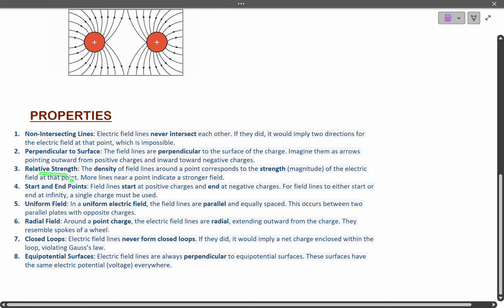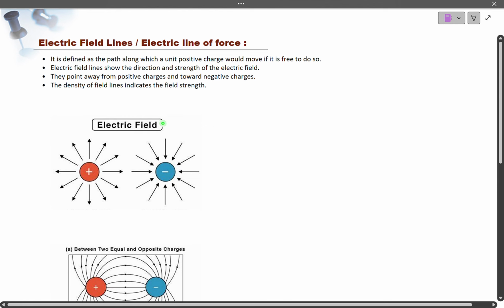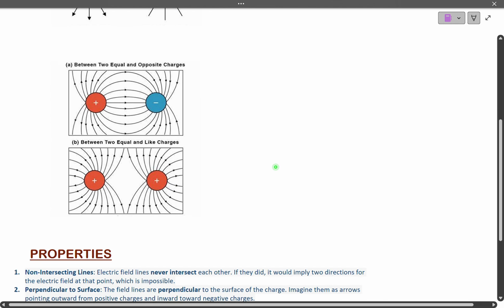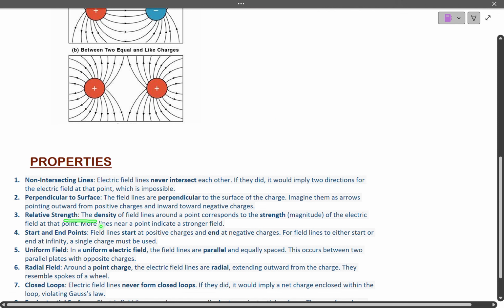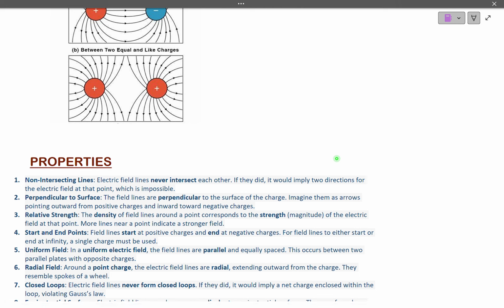The next property is relative strength. The density of field lines around a point corresponds to the strength of the electric field at that point. More lines near a point indicate a stronger field. That we discussed earlier. The same point is given here. Relative strength: if the field lines are crowded together, it indicates the strength of the field, the field is stronger. And if the field lines are far apart, it indicates a weak electric field.